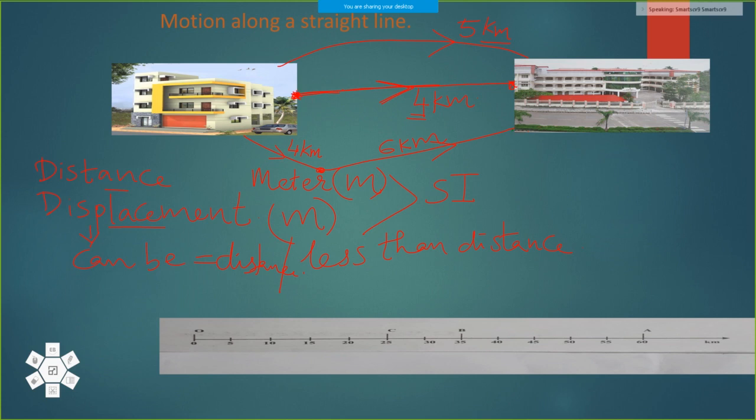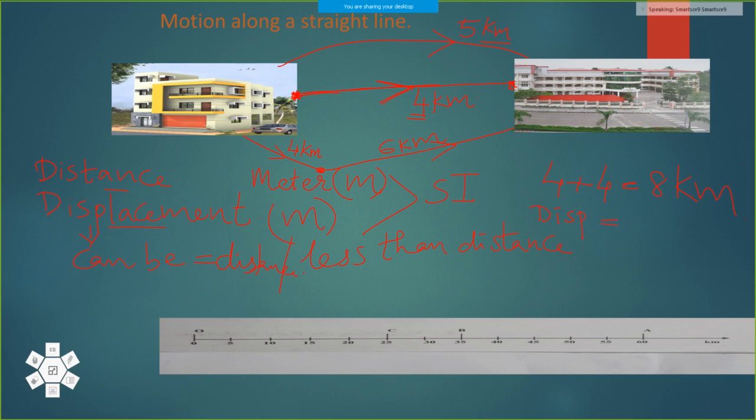Next, if you are starting from your home to school and in the evening you come back to your home, then what is the distance travelled by you if you choose this path? It is 4 plus 4, that is 8 kilometers, the total path covered by you. And what about the displacement?